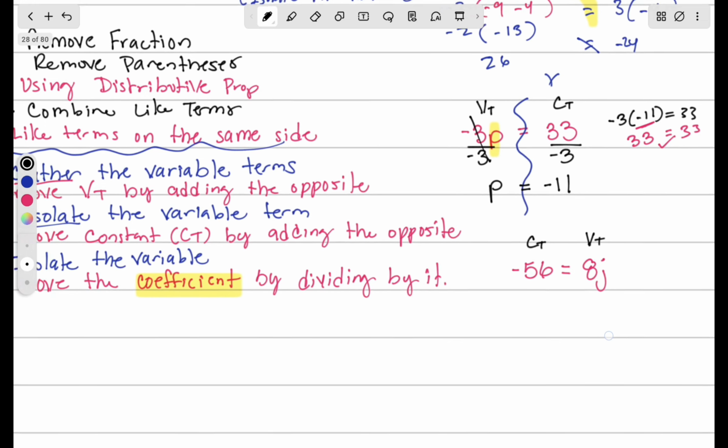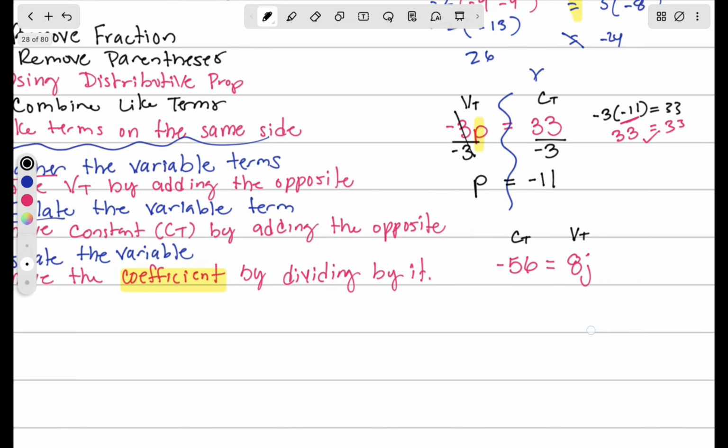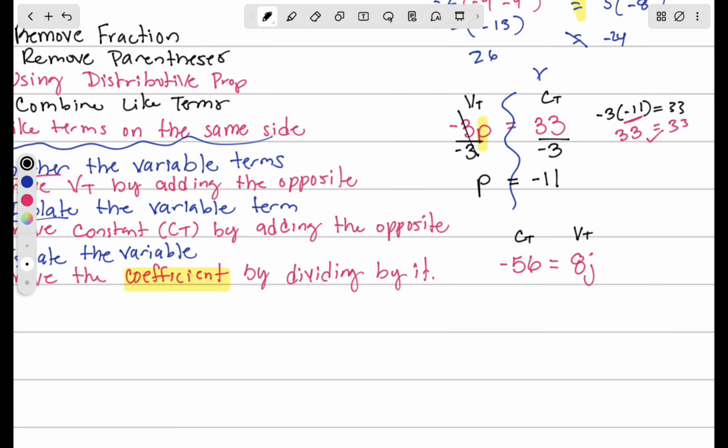Here we go. Step 4. It says gather the variable terms. Can we do that? We cannot. Why can't we gather the variable terms? We ain't got but one. We can't gather none.